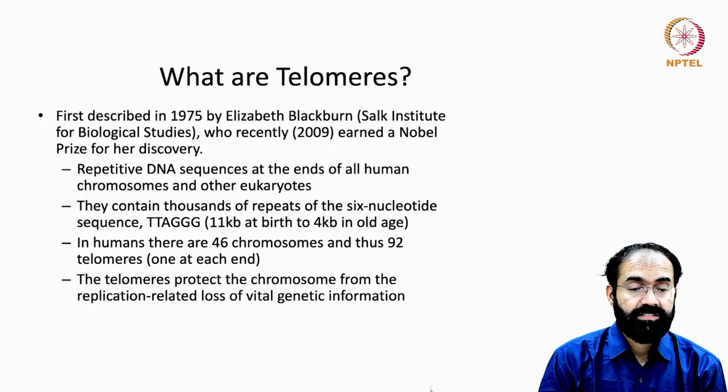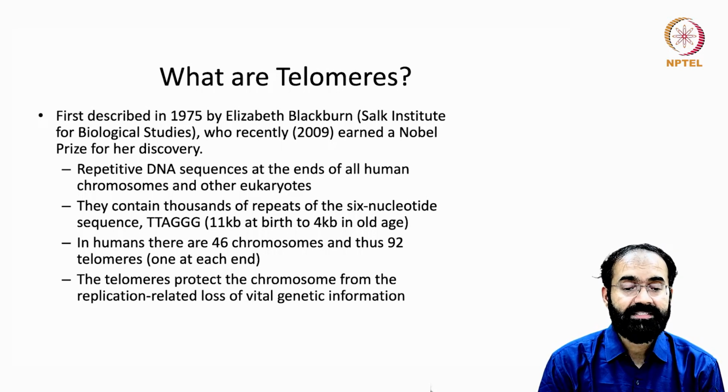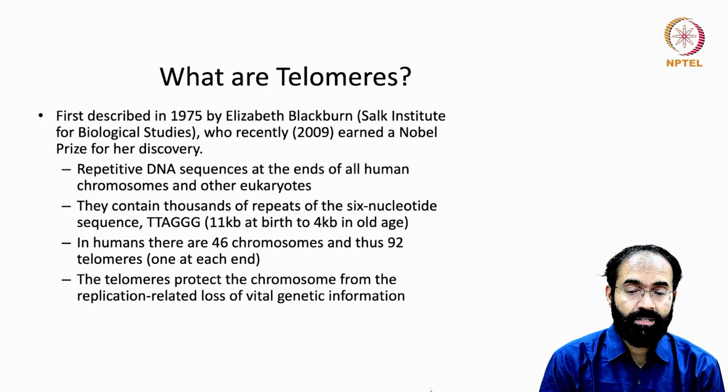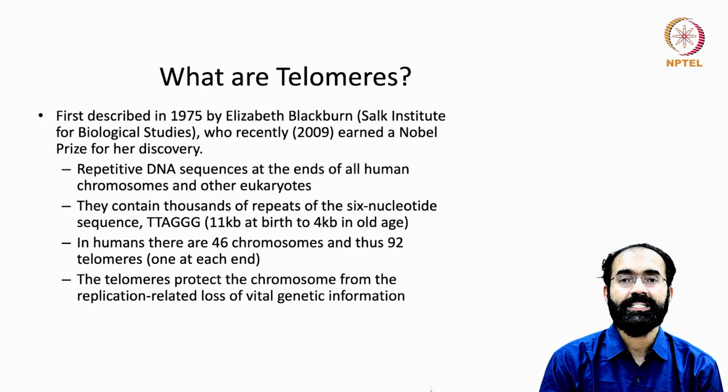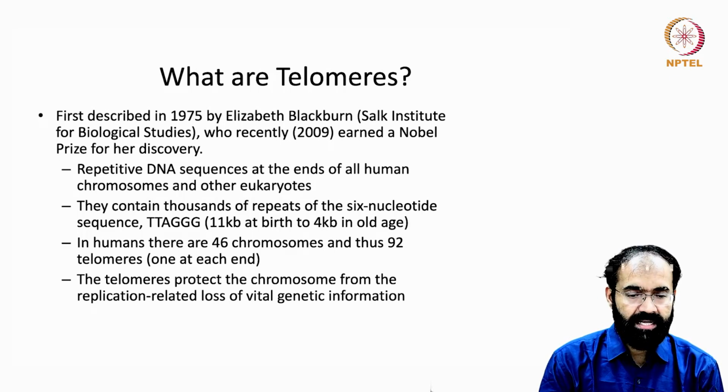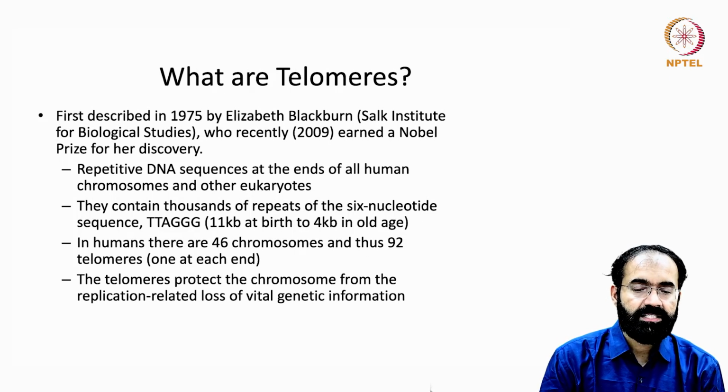What are telomeres? Telomeres were first described in 1975 by Elizabeth Blackburn at the Salk Institute for Biological Studies, who around 2009 earned the Nobel Prize for her discovery because it is so important. They are repetitive DNA sequences at the ends of all chromosomes of every eukaryote that has a linear DNA structure. Each chromosome is a single linear DNA structure. It has two ends. They contain thousands of repeats of a 6 nucleotide sequence, TTAGGG.